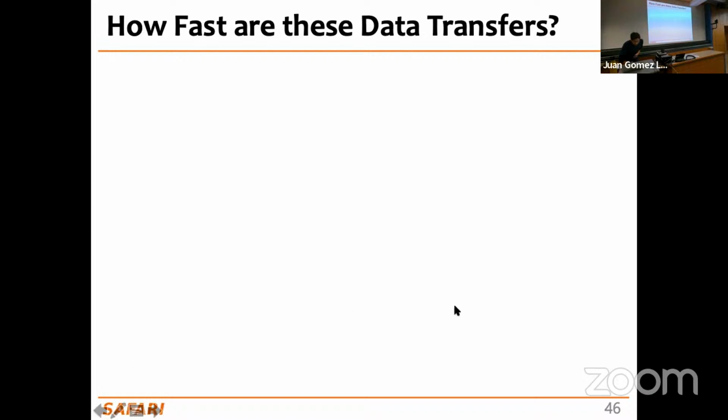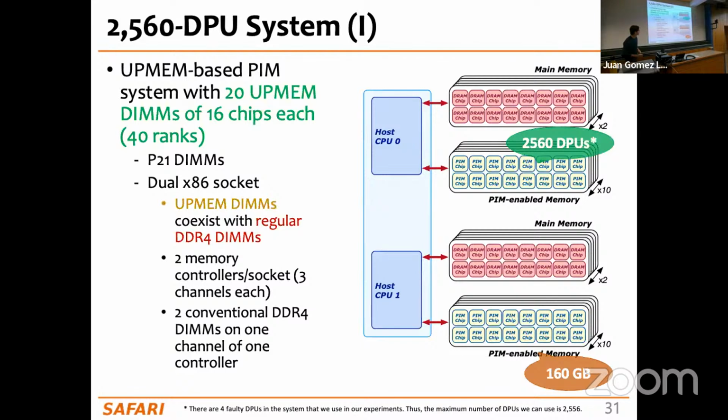By the way, before I show you the results that we obtain, let me very quickly go back to this slide. UPMEM DIMMs coexist with regular DIMMs in this dual socket system. There are 2 memory controllers per socket and 3 channels each, 2 conventional DDR4 DIMMs on 1 channel of 1 controller.